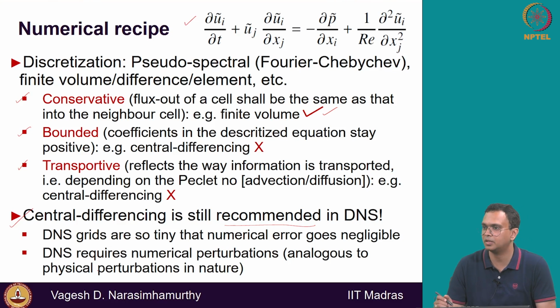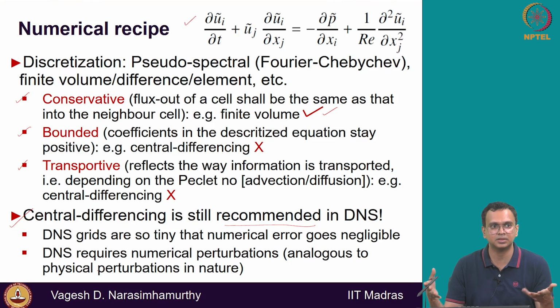That is the second point. DNS requires numerical perturbations, analogous to physical perturbations in nature. It's very easy to start turbulence in a laboratory or in nature because the background flow has perturbations, oscillations. It's not a clean environment in the lab or in nature. There is always some perturbation which is aiding the turbulence to kickstart. But when you do a CFD calculation, the environment is so clean, right? You are giving an initial condition where everything is quiescent, everything is uniform.